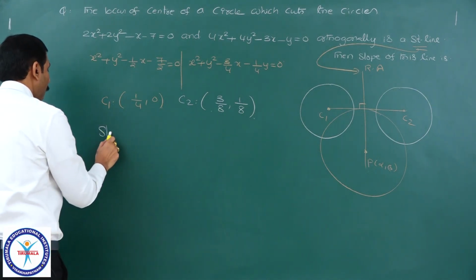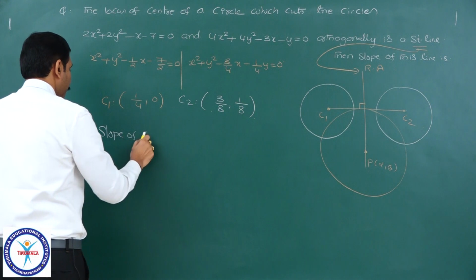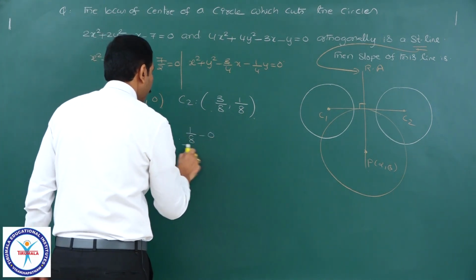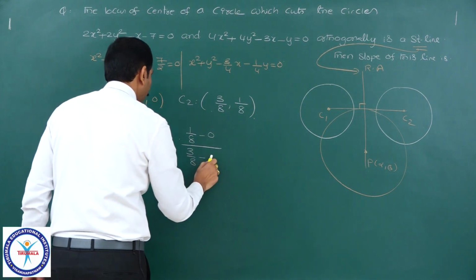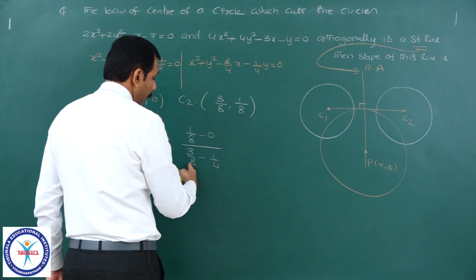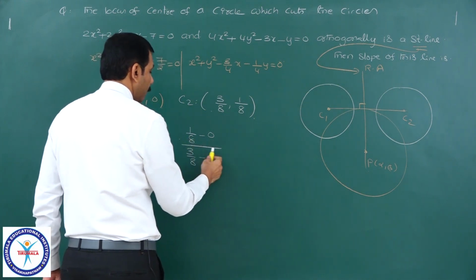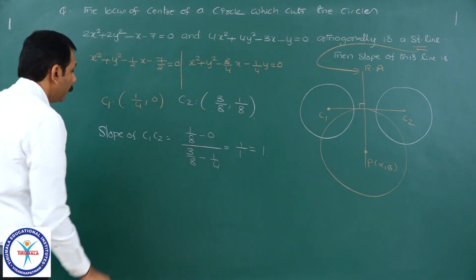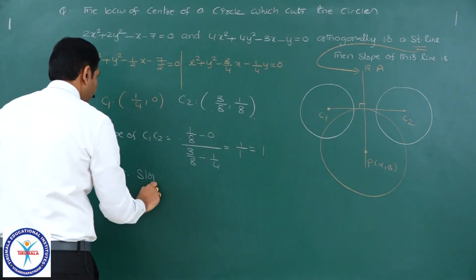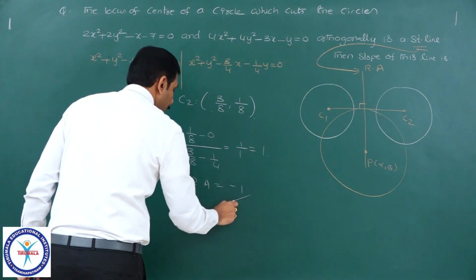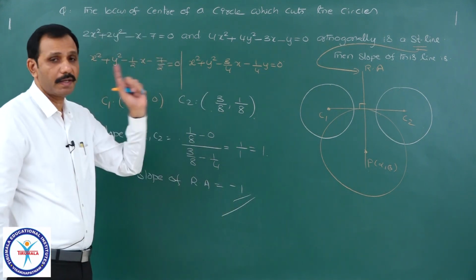Therefore, slope of C1, C2 is 1 by 8 minus 0 by 3 by 8 minus 1 by 4. It is 2 by 8 only, the 8 LCM will get cancelled, 3 minus 2 is 1, it is 1 by 1, equal to 1. It is the slope of C1, C2. Therefore, the slope of the radical axis is equal to minus 1, which is the slope of the required line.